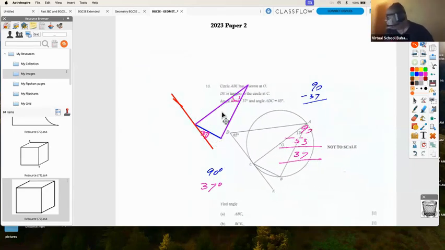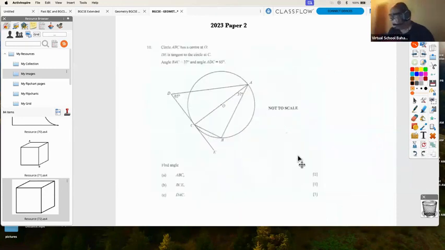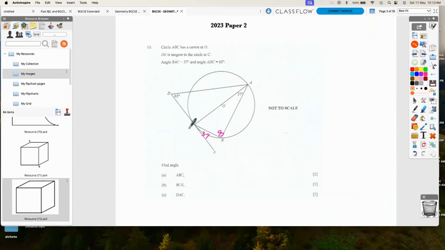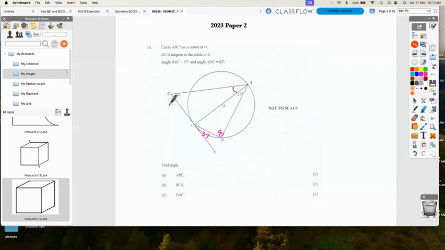Oh, my diagram is gone. Let me reset it. So we know that this one is 37. We know that this one here is 90. Now this one, angle DAC. Would it be 90 take away 30? DAC. How do we get that? Would it be 90 take away 37?